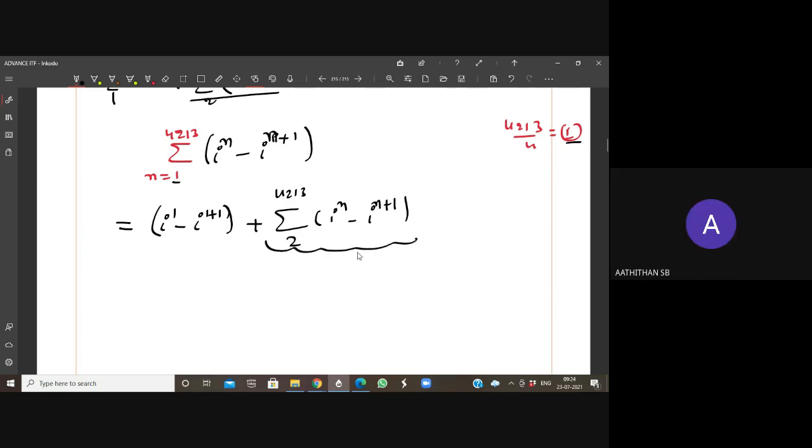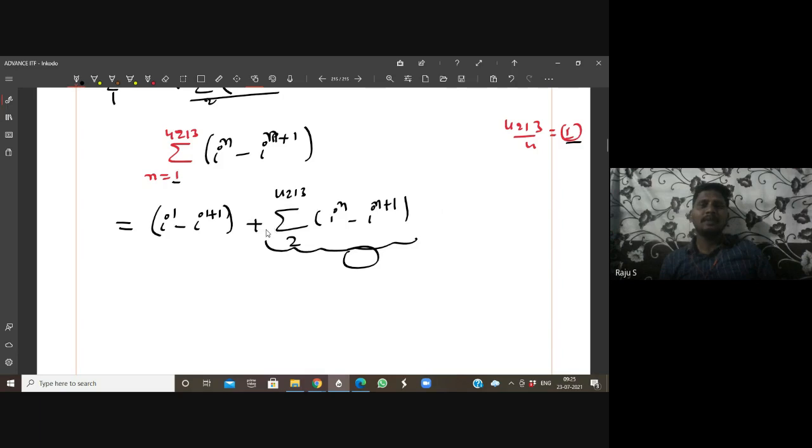The value is 0, because 4n+1 to 4n+4, if adding all the values, it is divisible by 4, actually. This value is 0. Is it difficult to simplify this? i power 1 is i, minus i squared is minus 1. The answer is i plus 1.